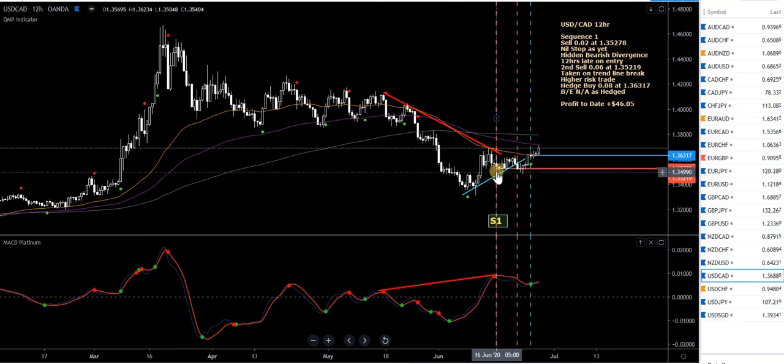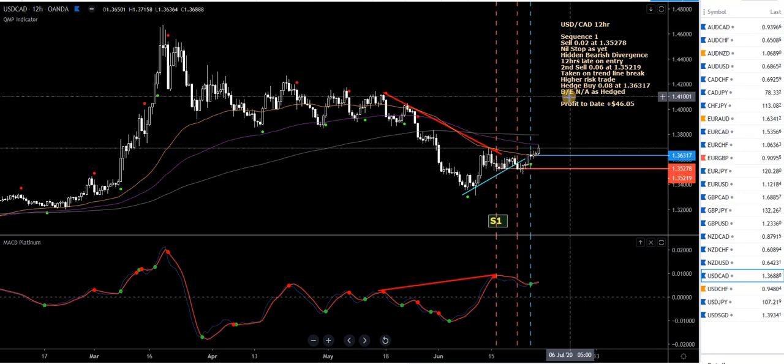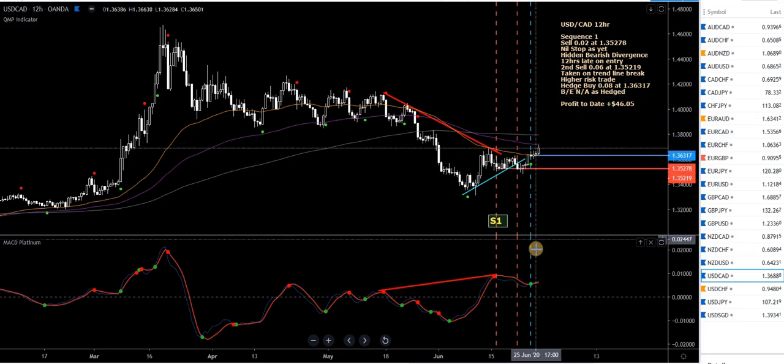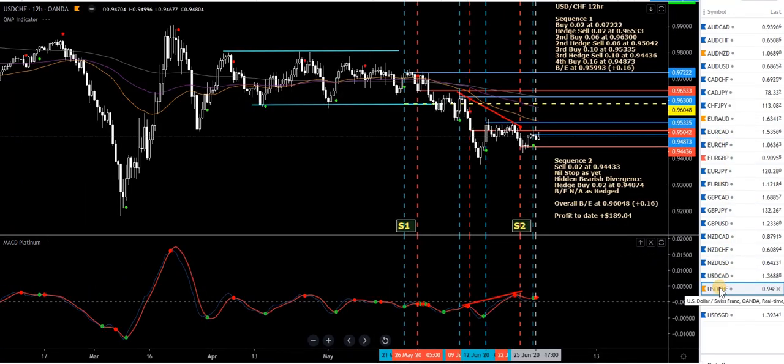USD CAD. Took a sell in here, then took a hedge buy, so nothing happening. Break even not applicable as hedge, locking in a loss between these two. MACD, looking for a new sell trade. So, all very boring.